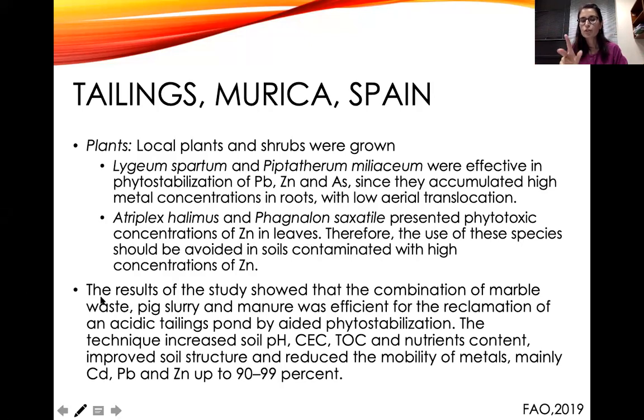And that combination of marble waste along with the pig slurry or the pig manure worked really well for Spain, where again the temperatures and the environmental conditions would have been different compared to Siberia.